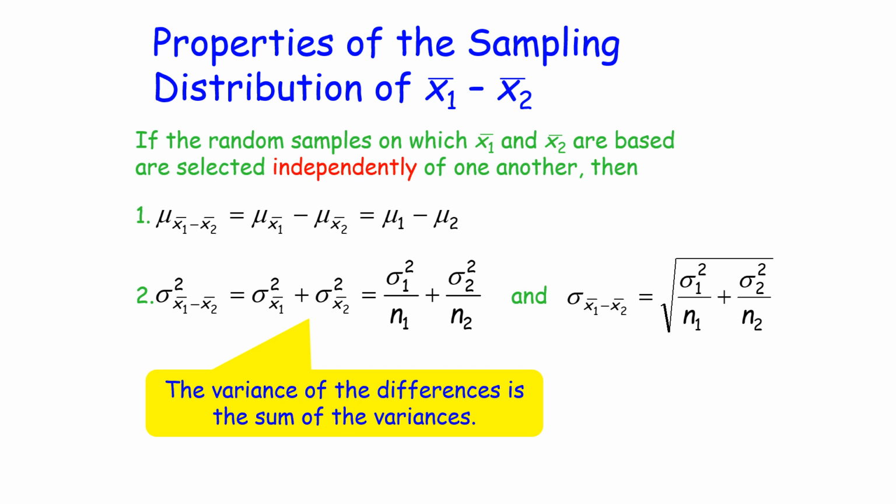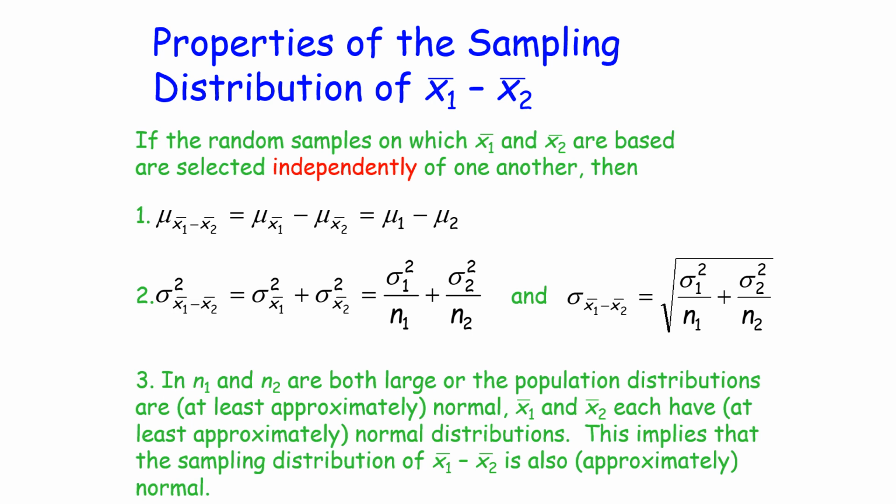And a third property is that if n sub 1 and n sub 2 are both large, or the population distributions are at least approximately normal, then our x bar sub 1 and our x bar sub 2 each have at least approximately normal distributions. This implies that the sampling distribution of x bar sub 1 minus x bar sub 2 is also approximately normal.